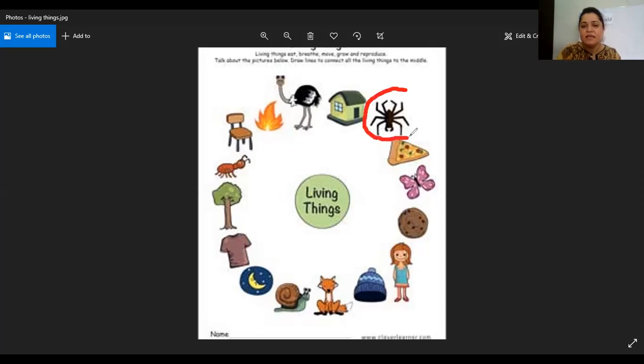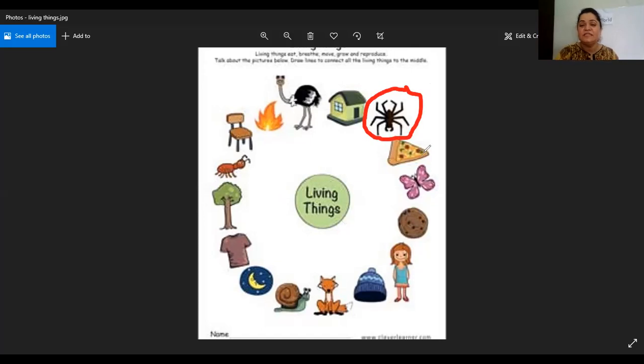Now you're going to tell me, does the spider walk, going from one place to another? Yes, the spider can walk. It can even grow. There are small spiders, but then they grow, and they reproduce. They even make more spiders. So, what is a spider? A living or a non-living thing? Yes, a spider is a living thing.